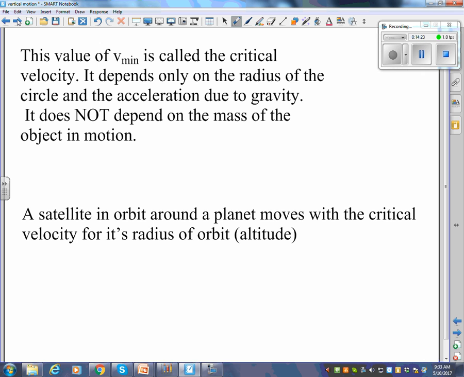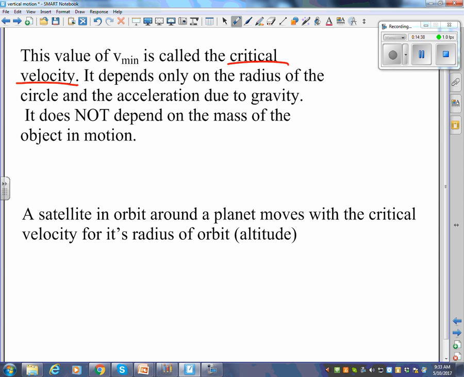Okay. This value of V min is called the critical velocity because it's critical that you go that speed. It depends only on the radius of the circle and the acceleration due to gravity. It does not depend on the mass of the object in motion.